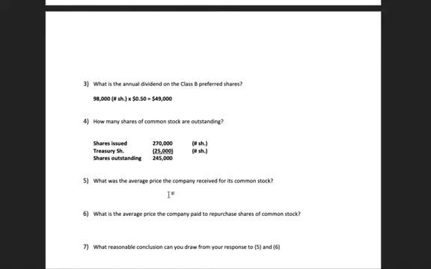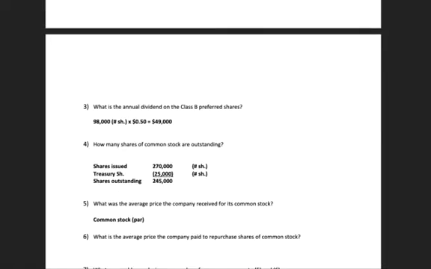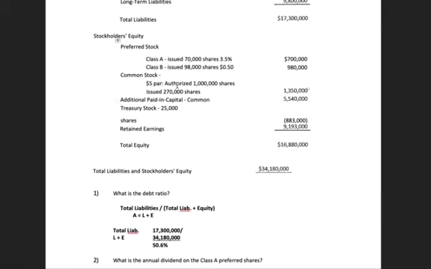Okay, moving along, what was the average price the company received for its common stock? So basically, we just want to total up the value that's associated with all of the common stock. So that's going to be our par value plus the paid-in capital associated with that common stock. So we're going to start out with just the common stock par. And we can pull this from up here. So common stock had a $5 par.